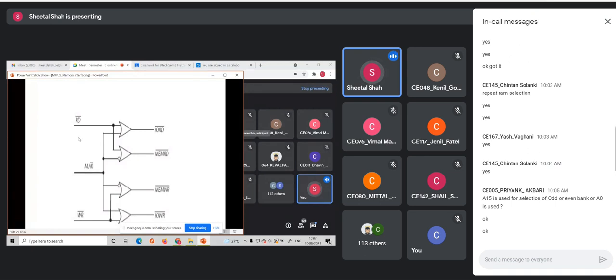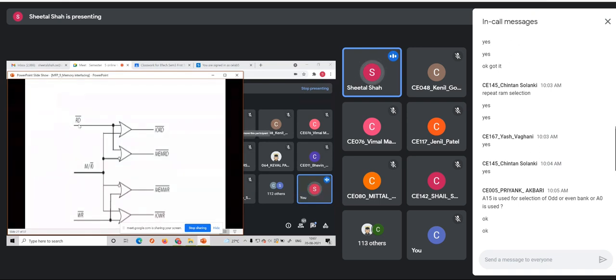Now, one of the pins of the 8086 processor is having read bar, write bar, as well as M/IO bar. Using these gates, you can see that we can generate the signals IO read bar, IO write bar, or memory read bar, as well as memory write bar.